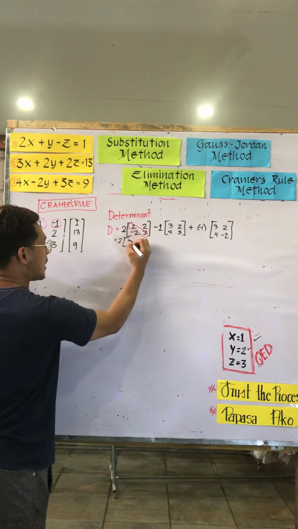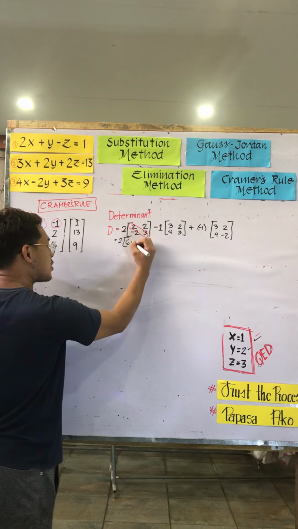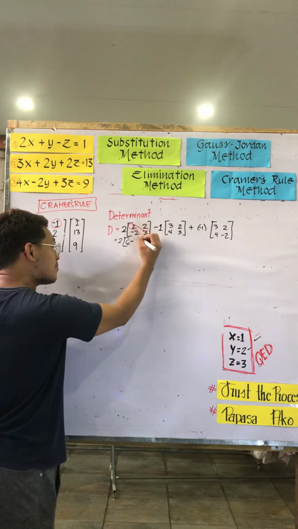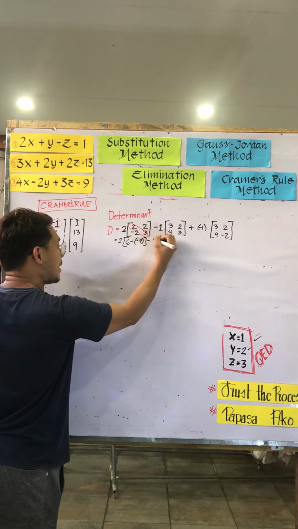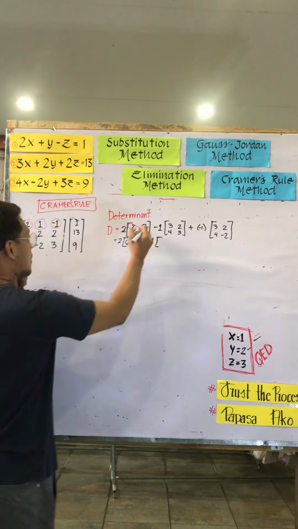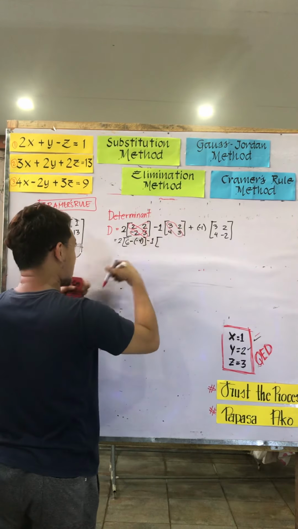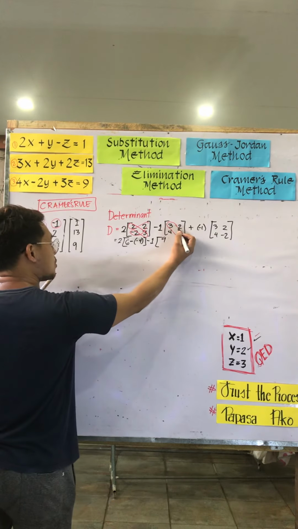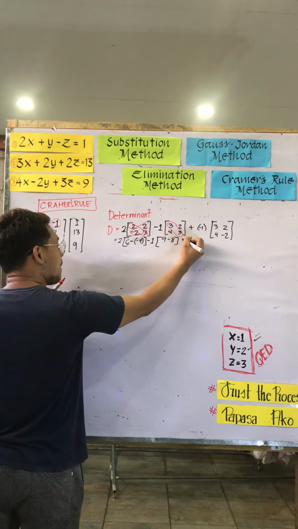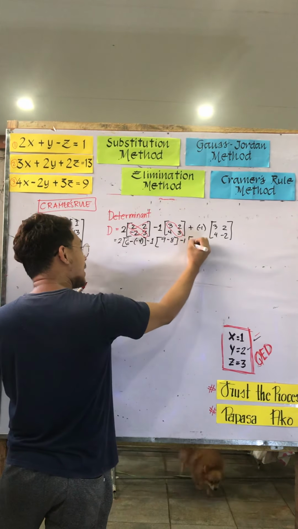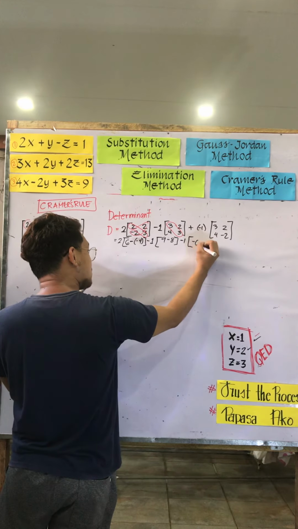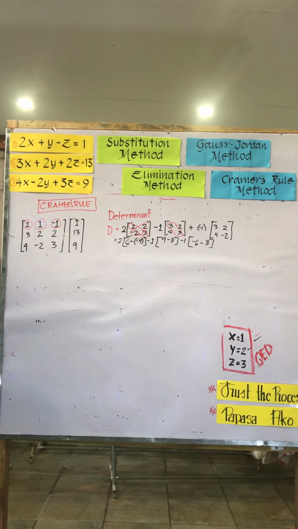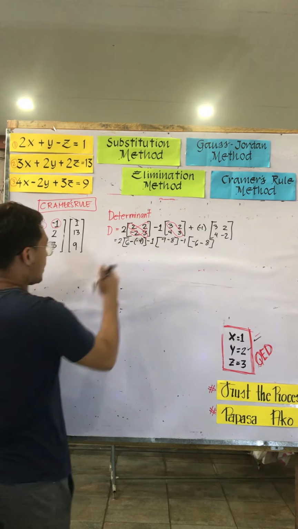Okay? 2 times 3. So we have our determinant will be 2 times 3 is 6. Negative 2 times 2 is negative 4. So 6 minus negative 4. Minus 1, 3 times 3 is 9, and 4 times 2 is 8, so 9 minus 8. Plus negative 1, 3 times negative 2 is negative 6, minus 4 times 2 is 8.